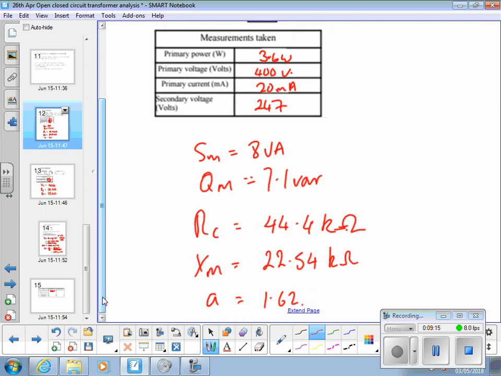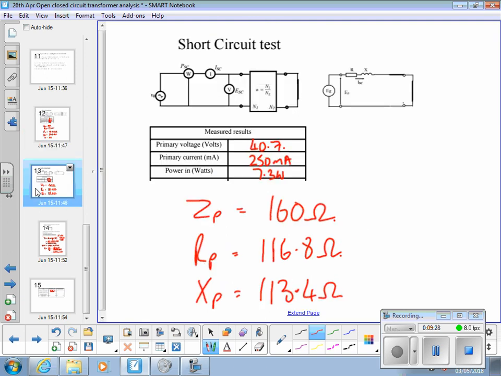I didn't go through it in detail, but if you look at the example we did before this, there are calculations to calculate what S, Q, M, RC, XM and I are. Yeah, I managed to do the open circuit. And then the closed circuit, use these values to find the impedance, RP and XP, and then use that data in the simplified model to determine the values that we're going to compare with the measurements. Okay. All right?